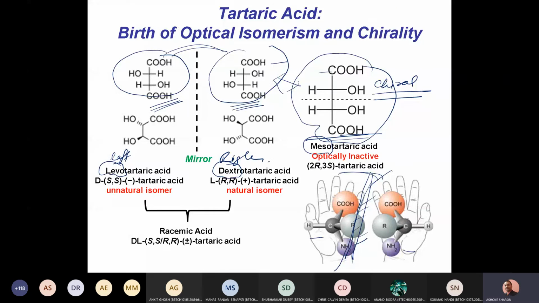Okay, now one more thing I would like to ask you. What is this capital D? What does it mean? Why is this capital D here? Is there any reason to have a capital D at this point?